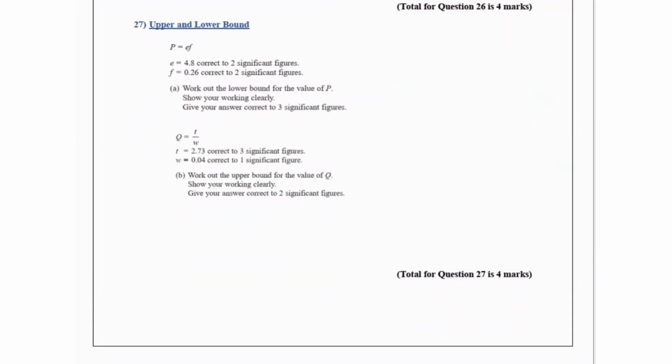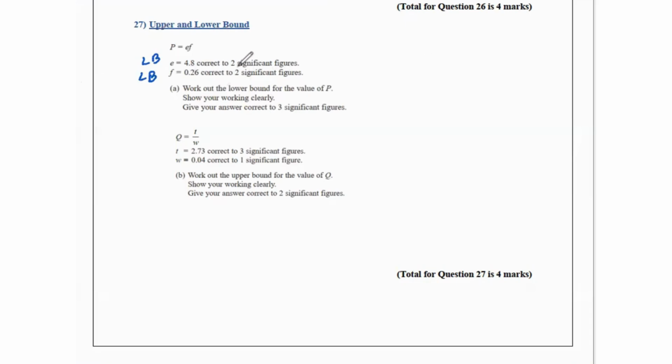Then for upper bound and lower bound, it says P equals E times F. E is 4.8 correct to two significant figures. F is 0.26 correct to two significant figures. Work out the lower bound for the value of P. So for the lower bound of the value of P, we will find the lower bound of E and the lower bound of F.